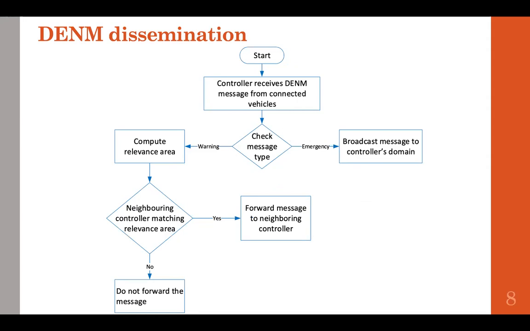But if it is a warning message, the controller computes the relevance of that message, whether it is impacting the neighboring controllers or not. If it is, then the message is forwarded to the neighboring controllers. Otherwise, it is just sent to the vehicles of the controller which are getting affected.